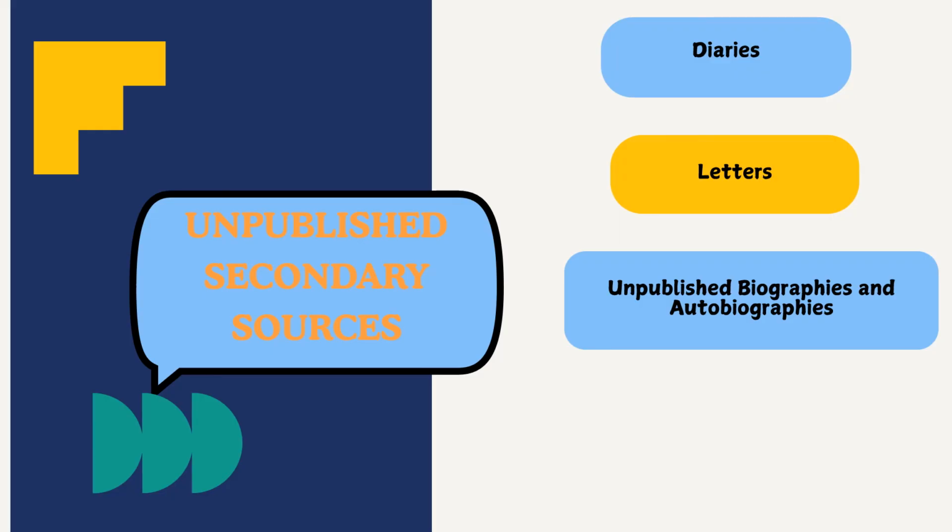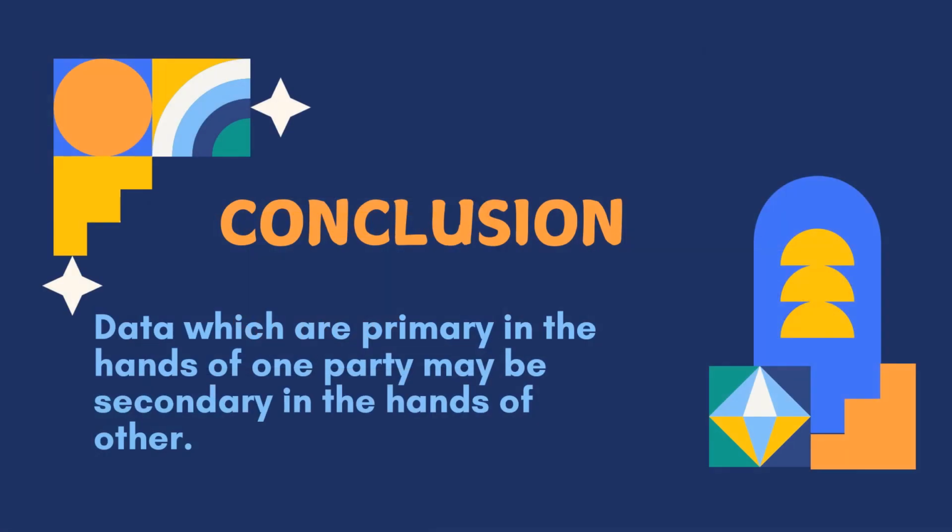So unpublished secondary sources you can make on your own. So we have studied both the sources of secondary data collection, that is published and unpublished, in detail. Concludingly we can say the data which are primary in the hand of one party can be secondary in the hand of another party. How is that? We know that the data which is collected for the first time is always the primary data, and the secondary data is what the other party is using. So we can conclude on this.